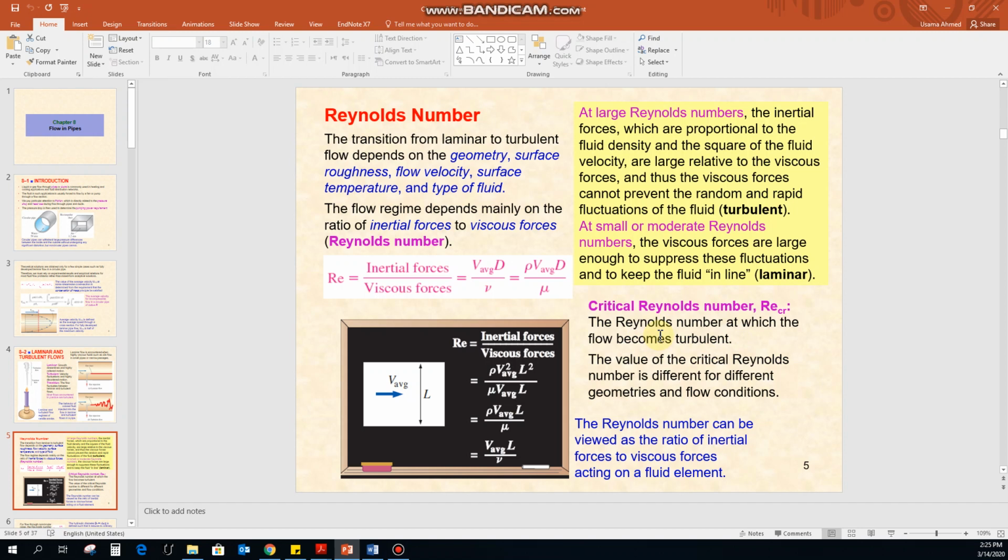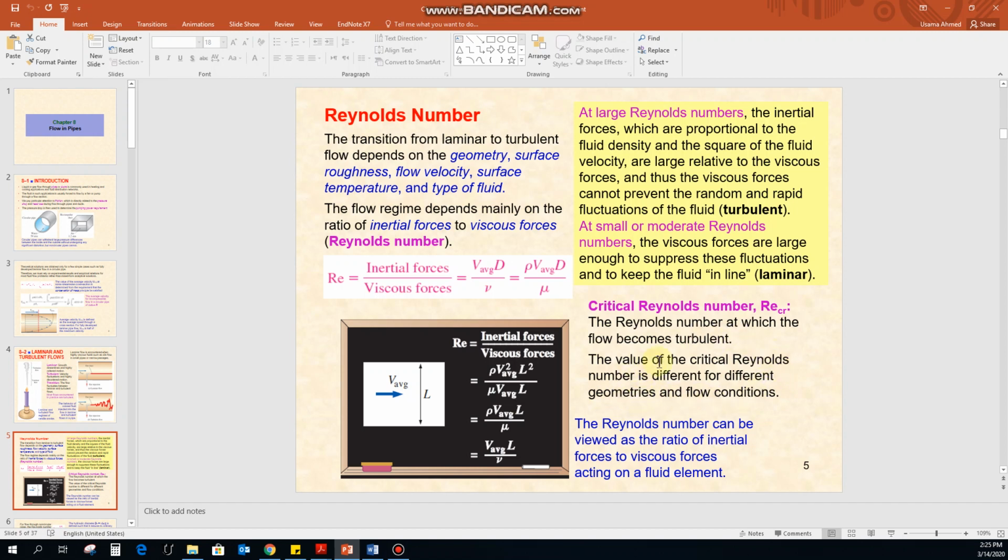The critical Reynolds number is different for different geometries and flow conditions. Its value depends on the type of medium you are using for the transport of the fluid. For example, if you are using circular pipes, the Reynolds number value is different. If you are using a flat plate, you can have a different value for the Reynolds number.